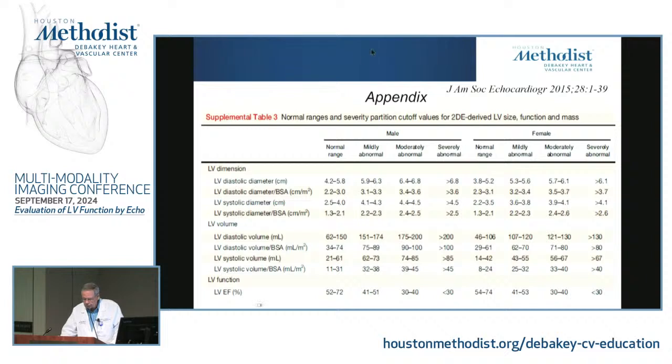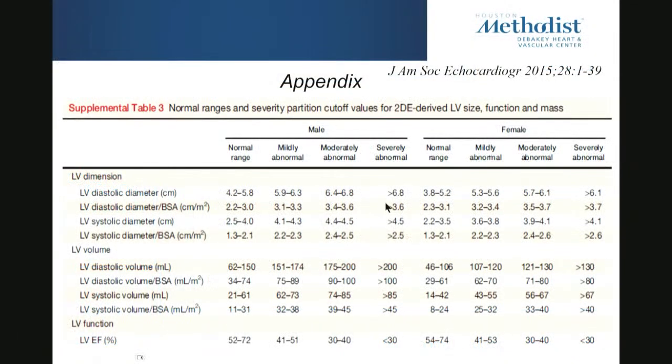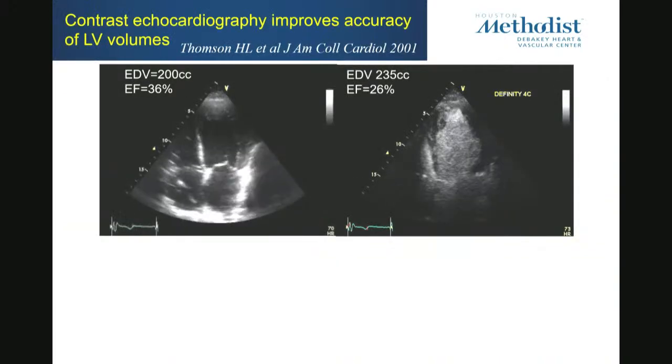So again, this is from the document, and I think we have these things pasted on the wall in the Echo Lab. Everybody tends to have them. These are your basic normal ranges and mild, moderate, severe. Again, it's better to do it corrected for BSA because you're already incorporating the person's size, and these numbers are there, and we use them on a daily basis to assess the degree of enlargement of the ventricle.